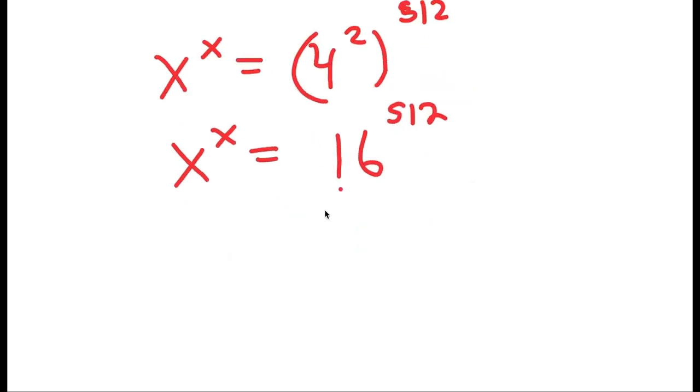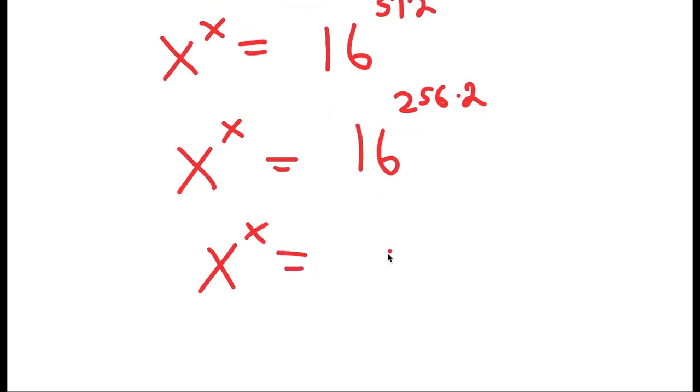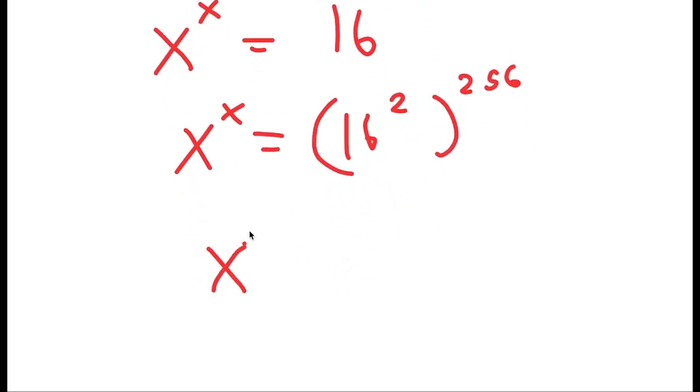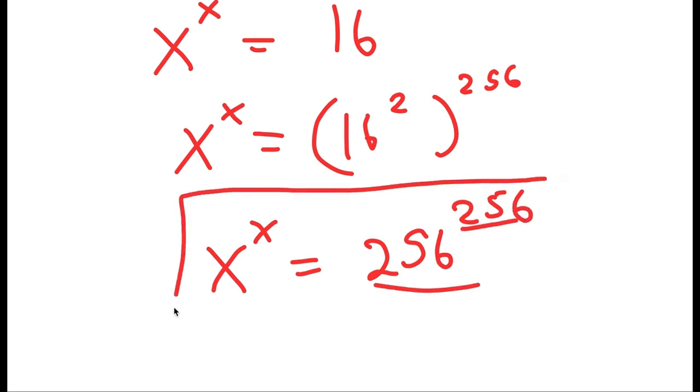Now, I'm going to do it for one last time. 512 is the same thing as 256 times 2. And I'm going to write this as 16 to the power of 2 to the power of 256. And 16 to the power of 2 is 256. So I get 256 to the power of 256 is equal to x to the power of x. And because both the base and the exponent are the same, this is right. So this is my answer.